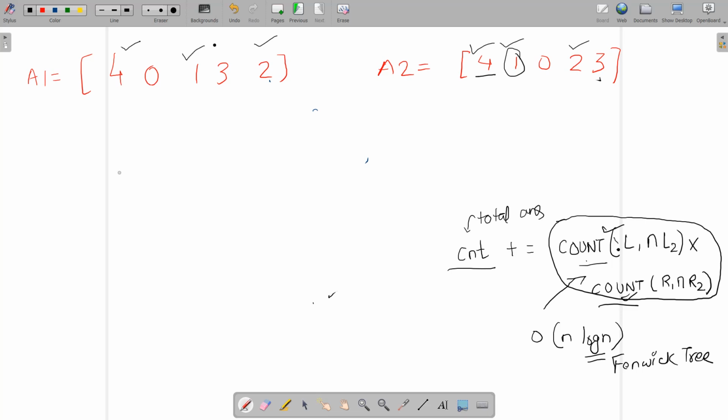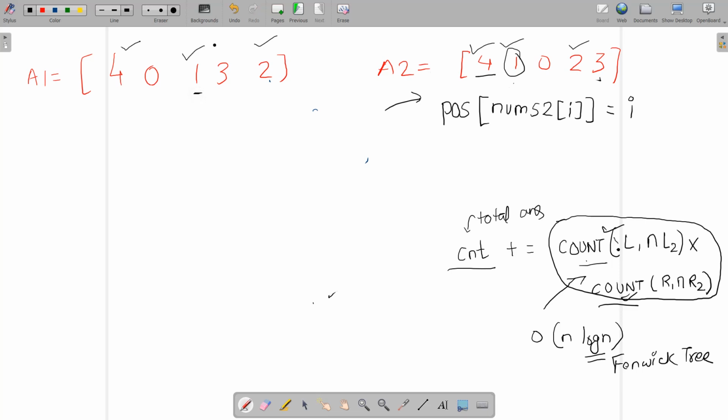So what I will do is first locate the position of the elements in this array A2. I will maintain another array called position, where position of some value nums2 of I will be exactly equal to I. So 4 will be placed at position 0, 1 is placed at this position, 0 is placed at this position, like a mapping of number to index.